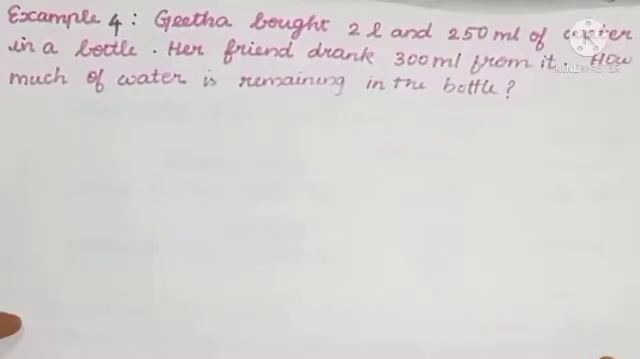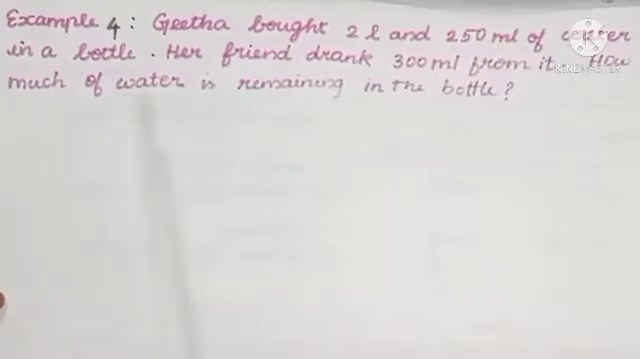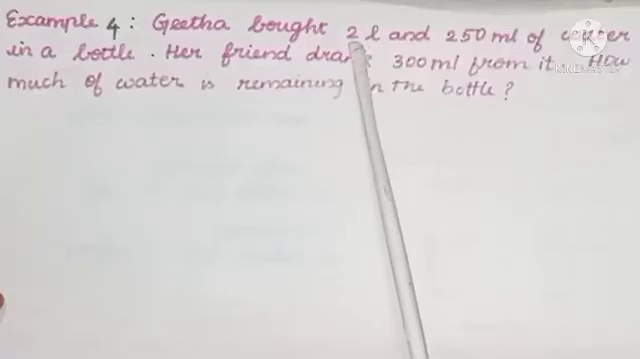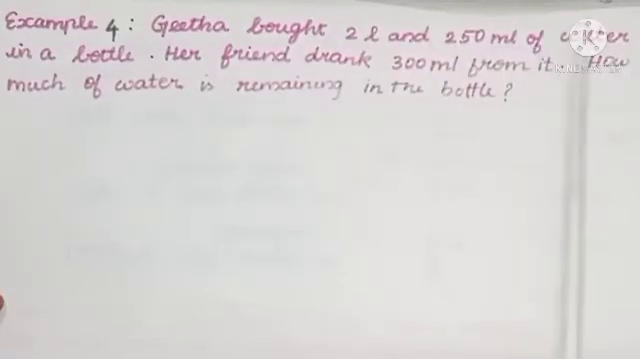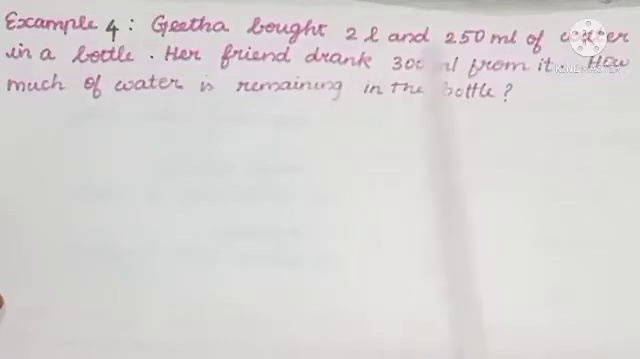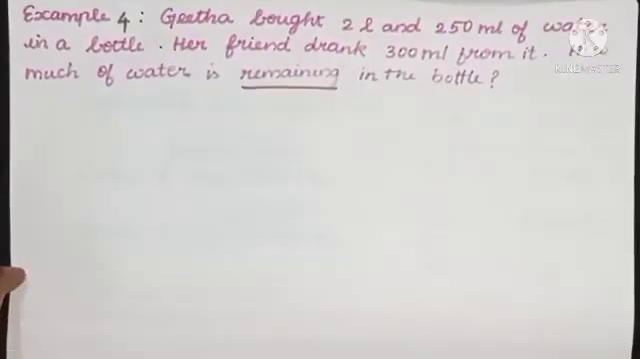Example 4. Geeta bought 2 liter and 250 milliliter of water in a bottle. Her friend drank 300 milliliter from it. How much water is remaining in the bottle? Here the given question is, Geeta bought 2 liter and 250 milliliter of water. After that, her friend drank 300 milliliter from the bottle. So we have to find the remaining water in the bottle. To find the remaining water, we have to subtract the given two measurements.